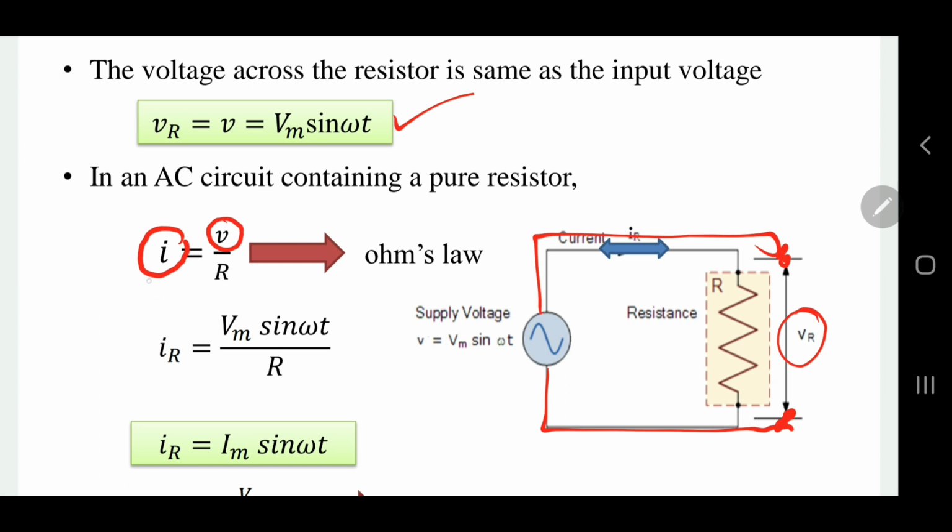So how can we represent it? The current IR is equal to V. Instead of V, we can represent it as Vm sin omega t. So IR is equal to Vm sin omega t by R. Now here you can see that Vm by R is a constant and we can represent it as Im. So the equation for current becomes IR is equal to Im sin omega t.